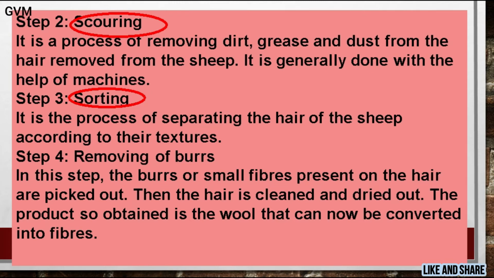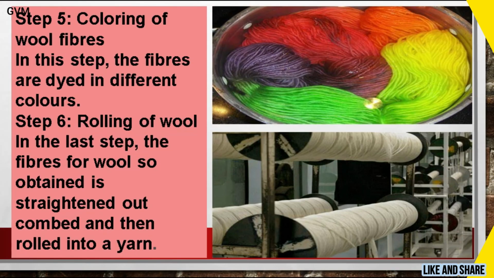Now after sorting, the next step is removing of burrs. Students, in this step the burrs or small fibers that are present on the hair of the sheep are picked out, and then the hair is again cleaned and dried, and students, the product obtained after that is the wool, and that can now be converted into fibers. Now students, the next step after removing burrs from the fleece of the sheep is coloring of the wool fibers.